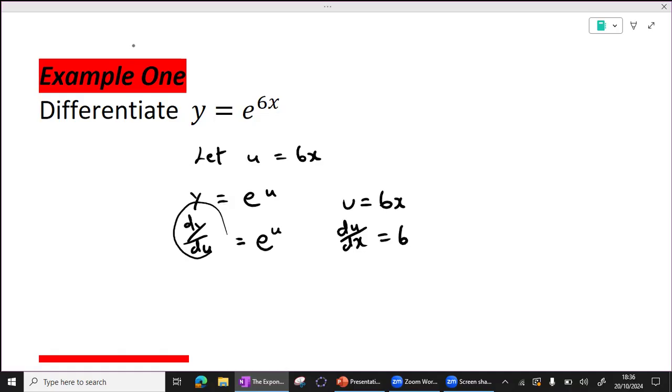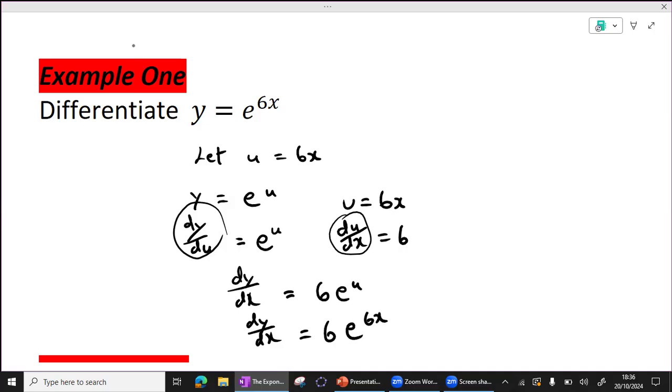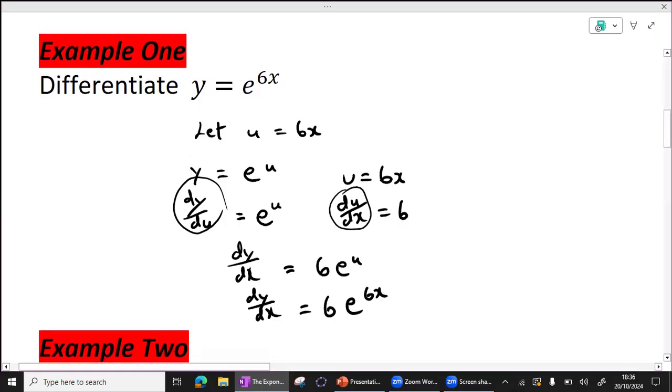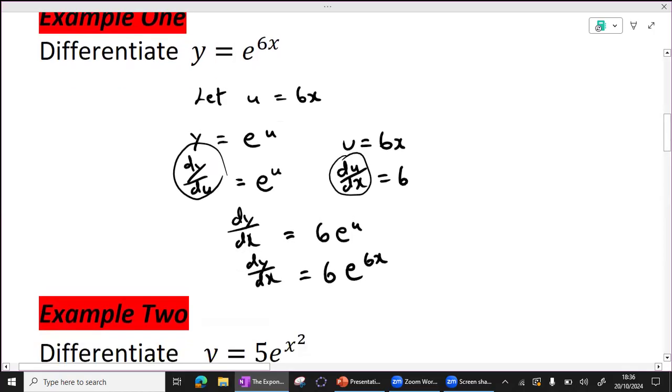So my usual then, if I multiply dy/du by du/dx, the du's cancel, and I'm left with dy/dx. So to get my answer, I just piece the two together. So 6 times e to the u. And then to finish the question, I just sub back in for u, which is 6x. So that's my final answer for that differentiation.